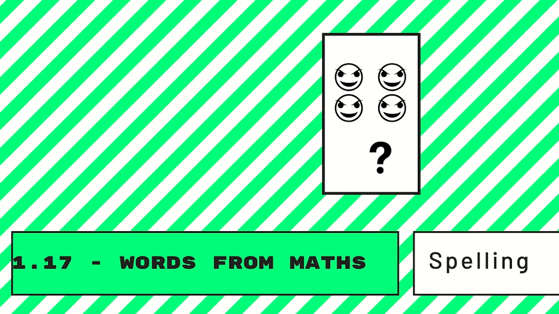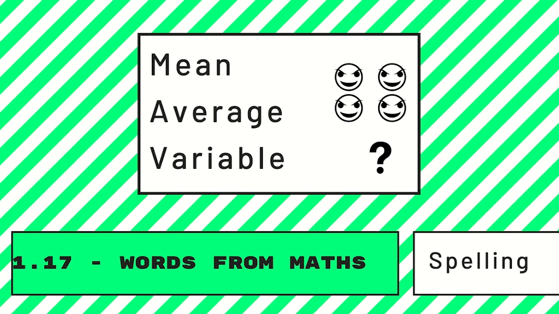Okay, so let's start off with mean. If you could write mean for me, please. And average. And variable. Excellent, and let's see how you did there. So mean, it's quite straightforward, but it's the EA, it's not a double E or anything. Average is A-V-E-R-A-G-E. And variable has the I in the middle and it's able at the end, A-B-L-E.